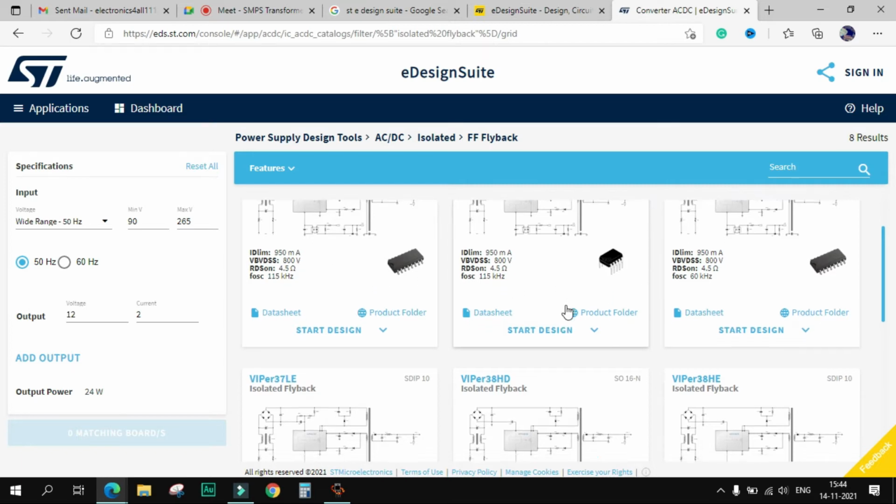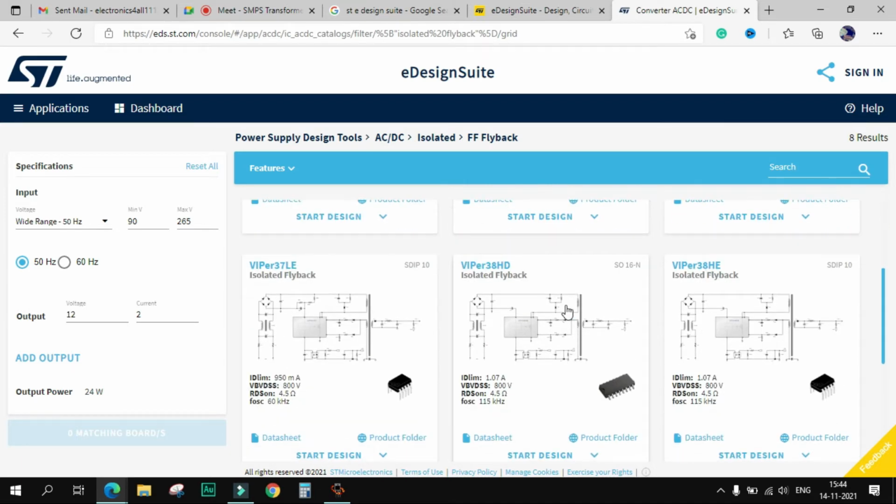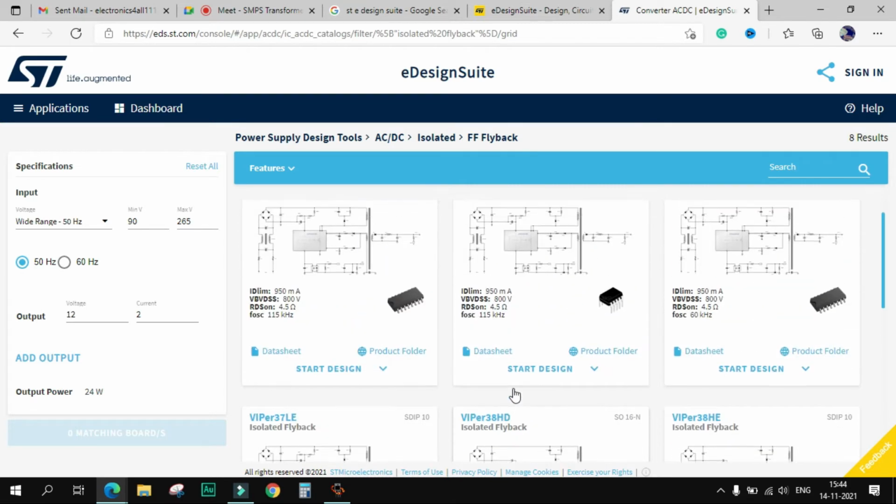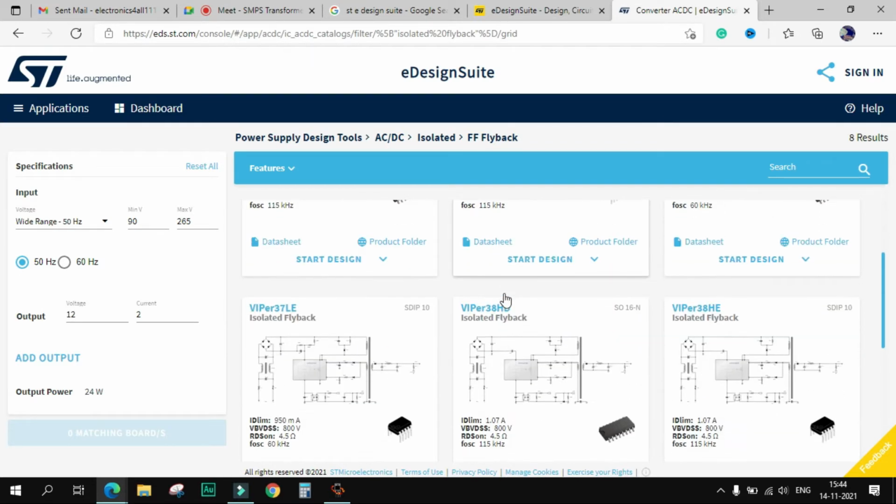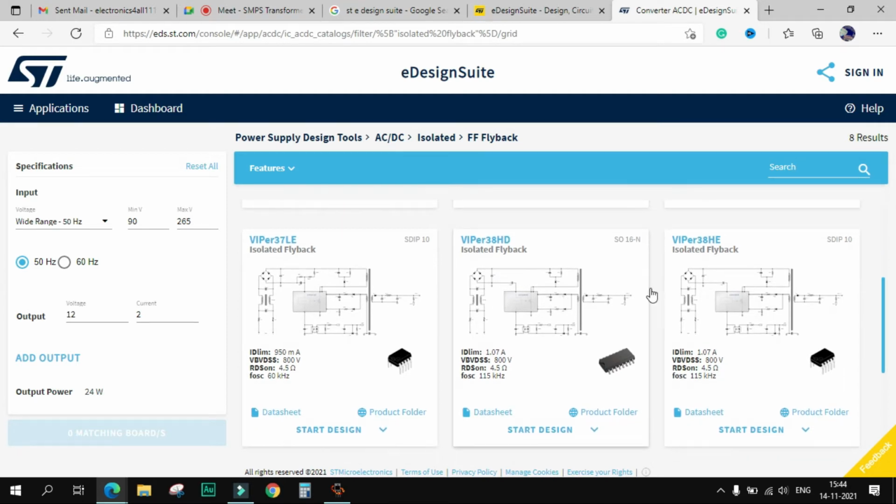So what we will do is try to keep this VDSS as high as possible. Okay, so that is also very high, and ID lim. Let us not go for these designs because the maximum current that they are allowing is 950 milliampere. These are the two designs that are allowing some higher amount of current. So let us select any one of the designs.